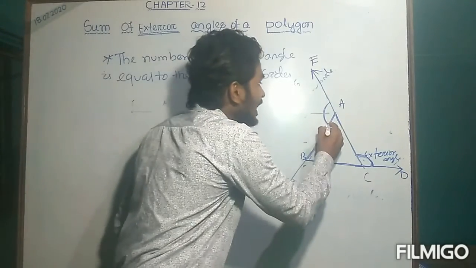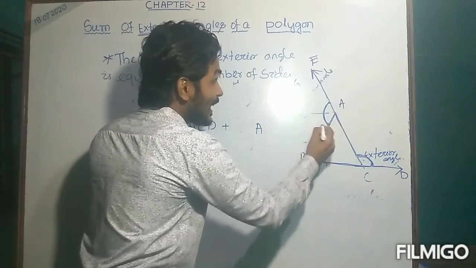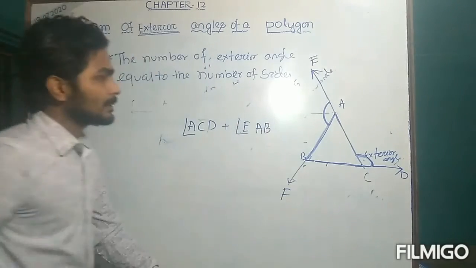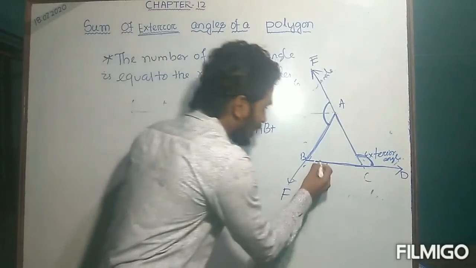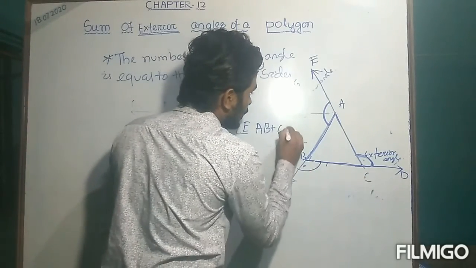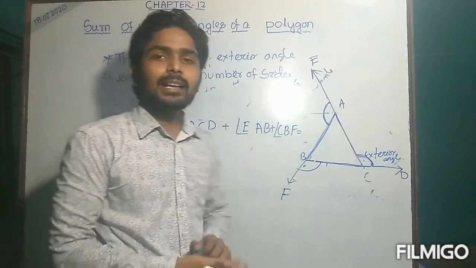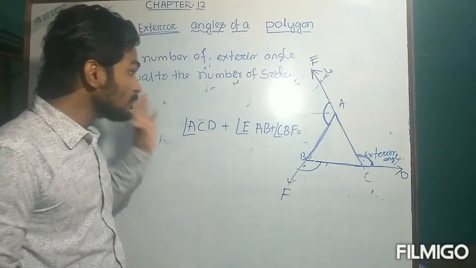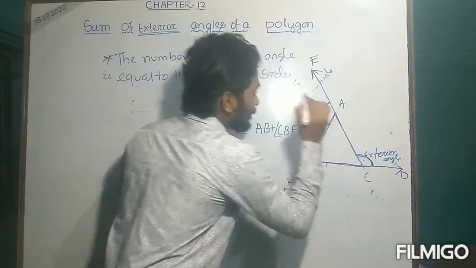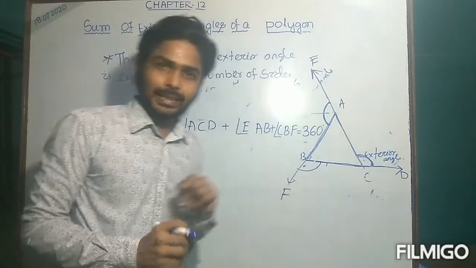Clear? Now, this is the second exterior angle. What is its name? It is A. No, it is not A. It is EAB. Okay. Similarly, this is the third exterior angle. Its name is CBF. So what is the sum of these 3 exterior angles? Keep in mind, the sum of the 3 exterior angles of a triangle is 360 degrees.